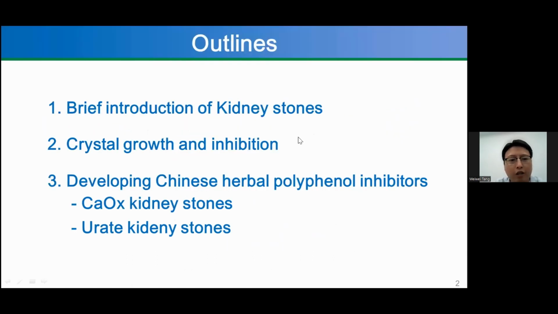So in this presentation, I would like to first give a brief background about kidney stone, and then I would like to talk about the principle and the strategy to prevent kidney stone by using crystal growth inhibition knowledge. Lastly, I would like to present our recent work on developing Chinese herbal polyphenol inhibitors for prevention of the two most common types of kidney stones. One is calcium oxalate stone, and another is urea stone.